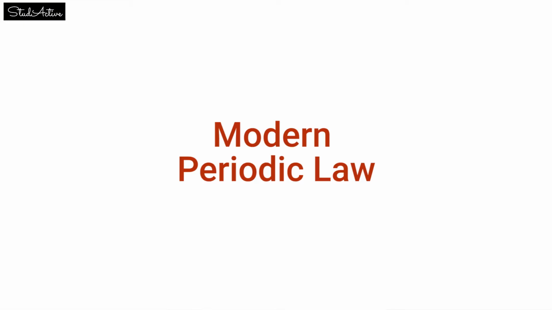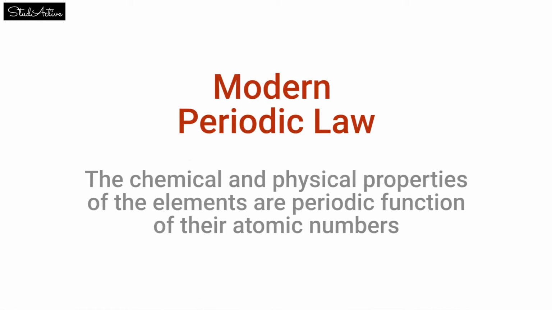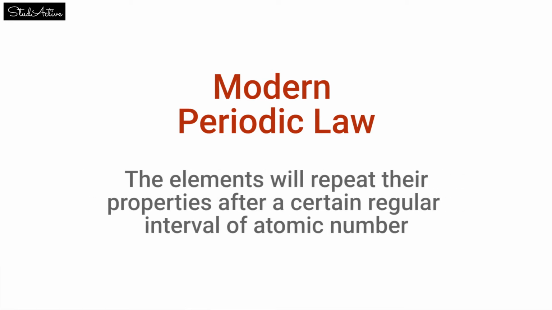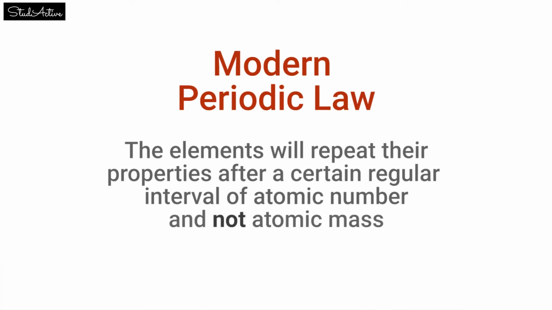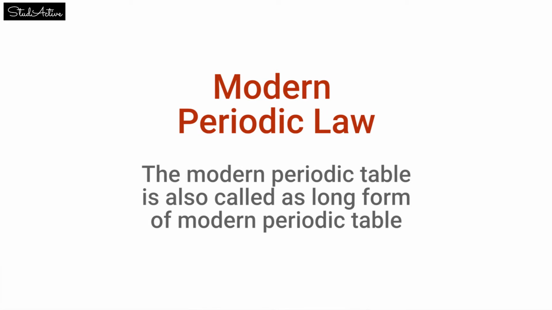Before going to the modern periodic table, let us learn the modern periodic law. Modern periodic law states that the chemical and physical properties of elements are a periodic function of their atomic numbers. That means that the elements will repeat their properties after a certain regular interval of atomic number and not atomic mass. The modern periodic table is also called the long form of the periodic table.